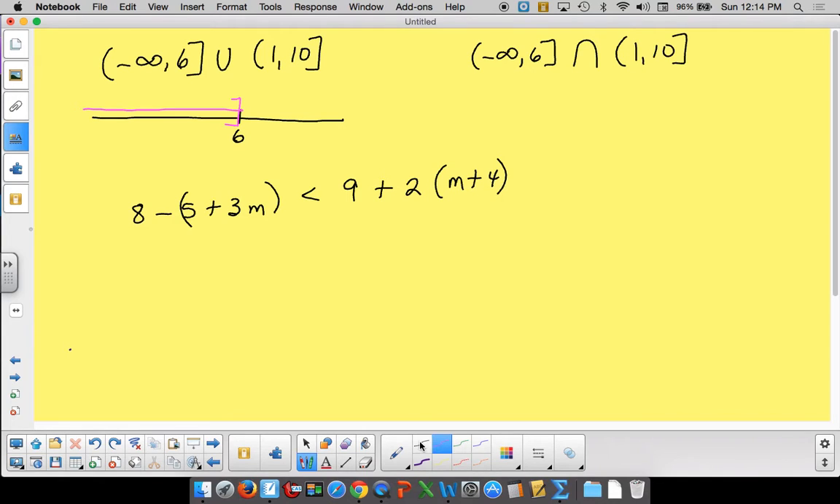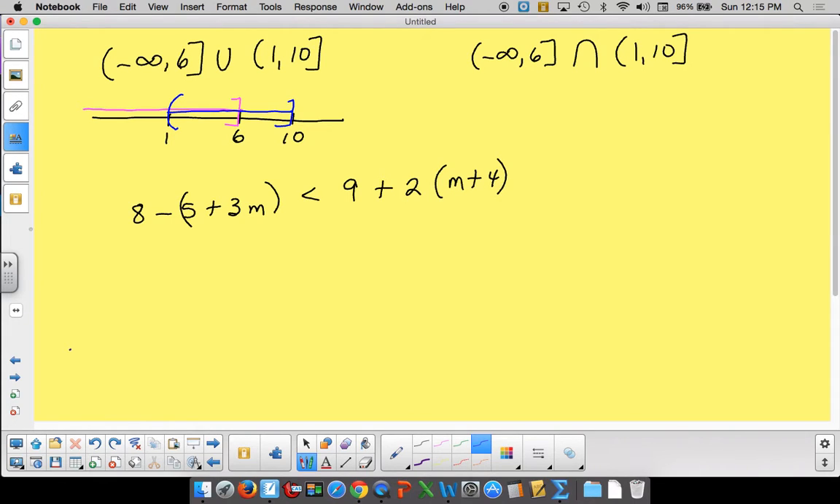Okay, then I also need to put 1 and 10 on there. So I'm going to do 1, I'm going to do 10. And this one has a parenthesis at 1 going up to and including 10 with a bracket.